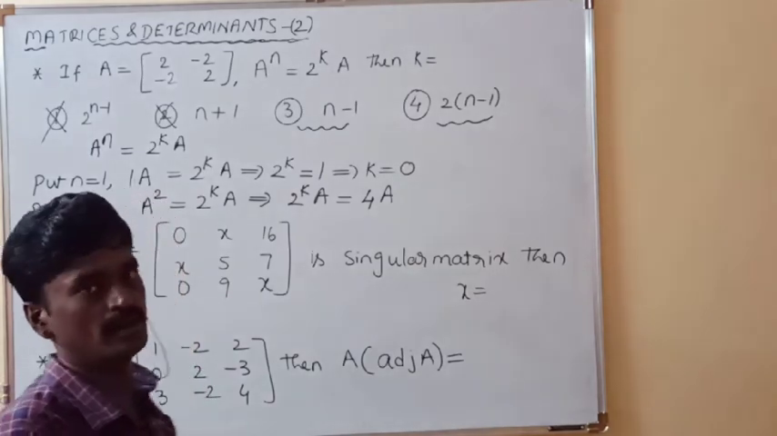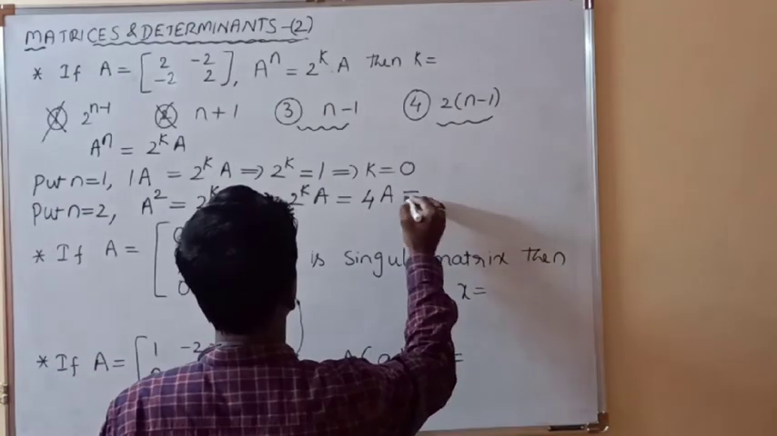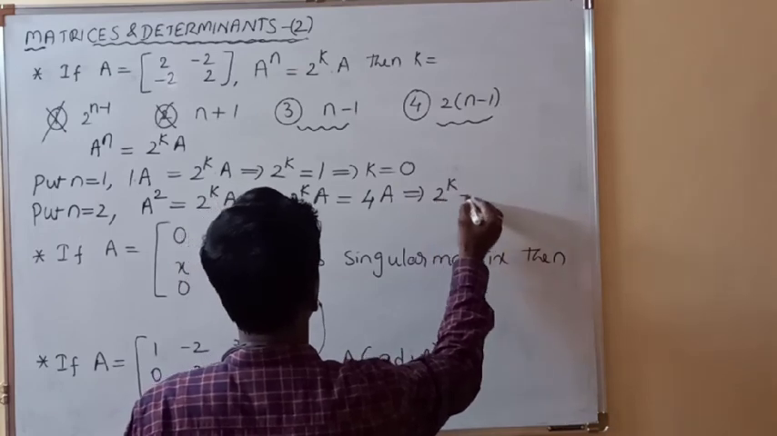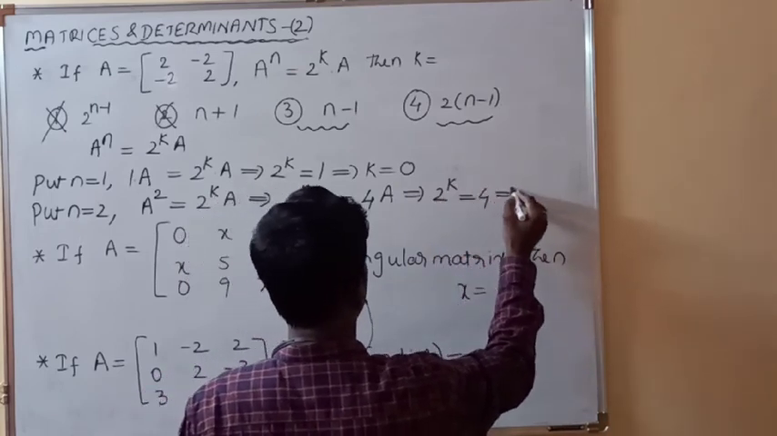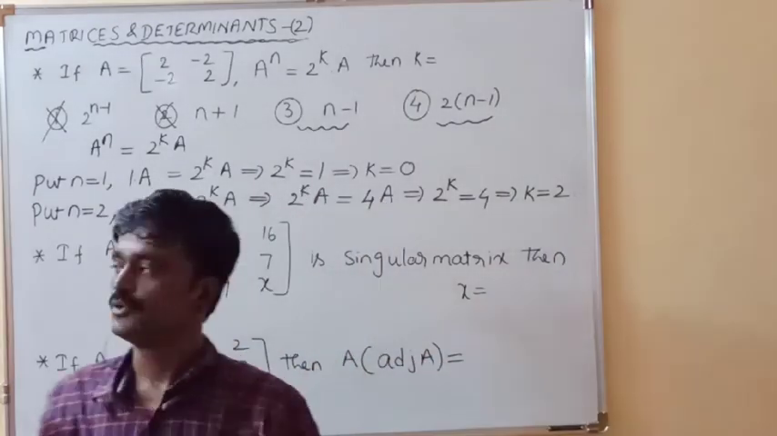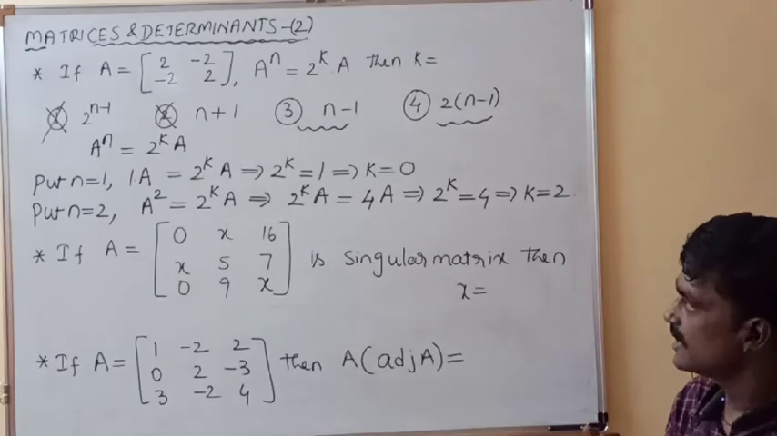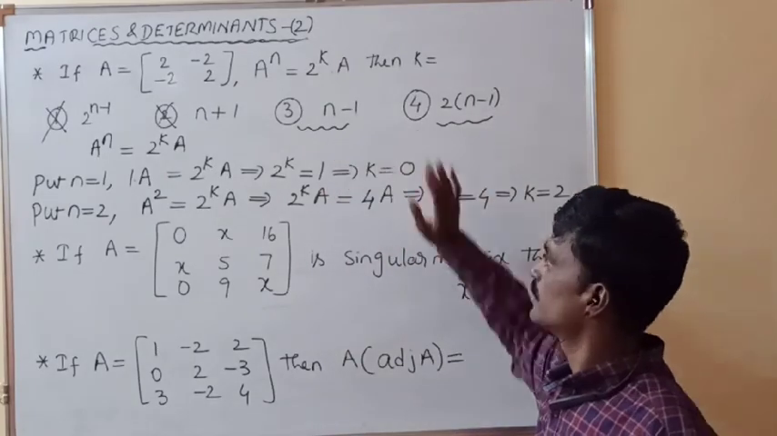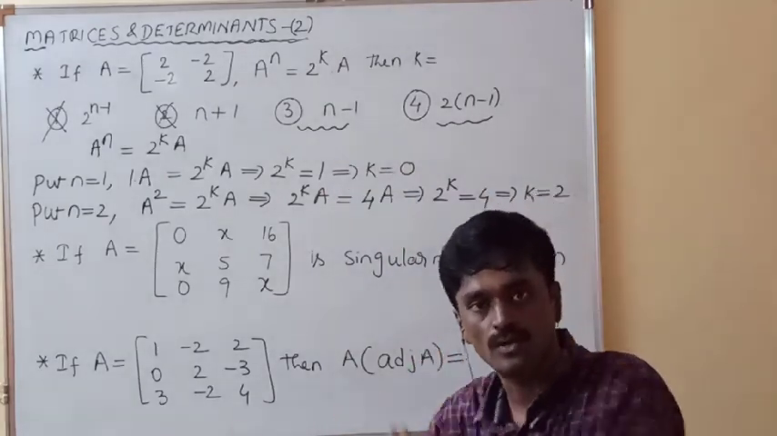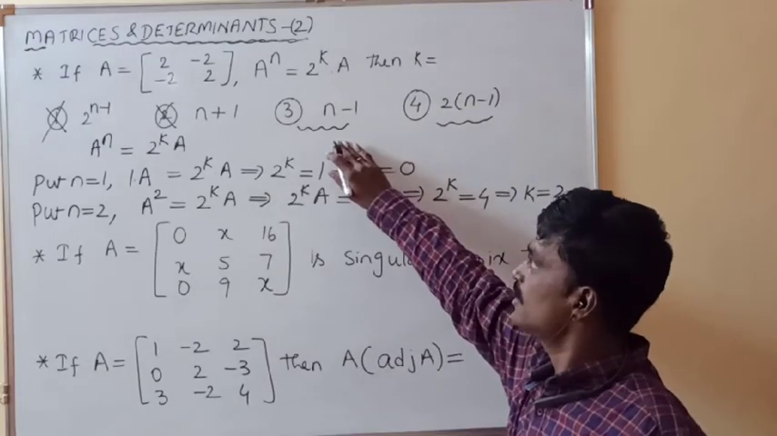I am writing directly. So what are you getting? 2 power k value now. This implies what is 2 power k value? 4. 2 power k value 4 means k value is 2. Now by putting n is equal to 2, we get k value 2. You put this n value 2 only in the third and fourth options, because the first and second are already wrong.